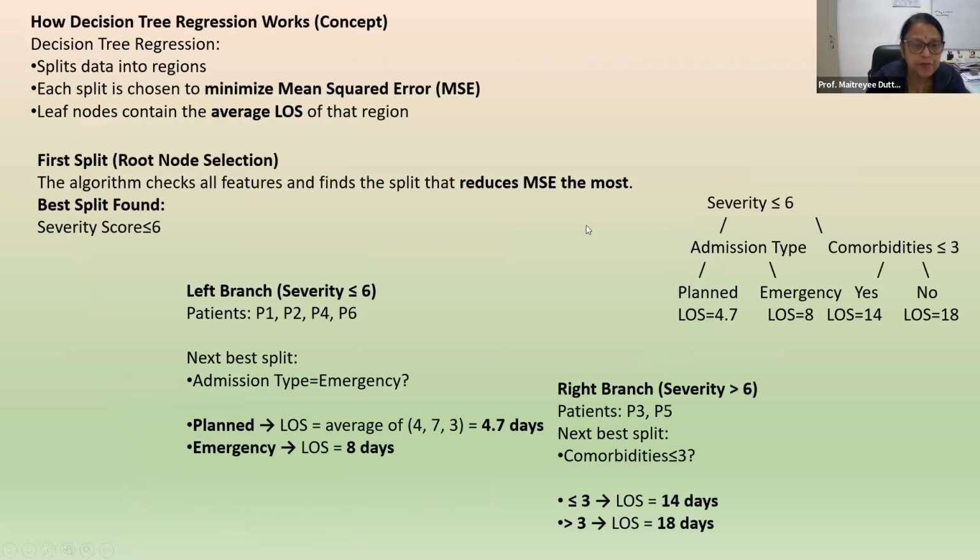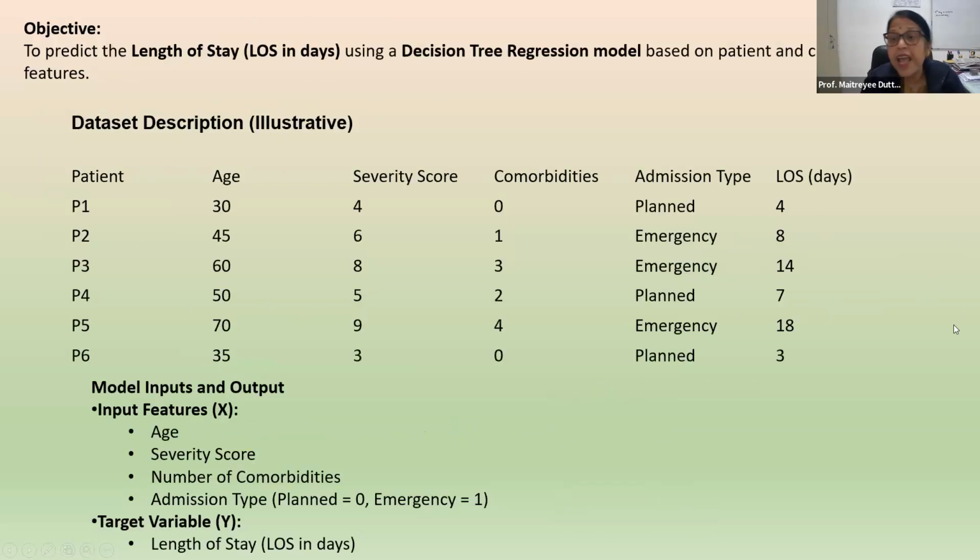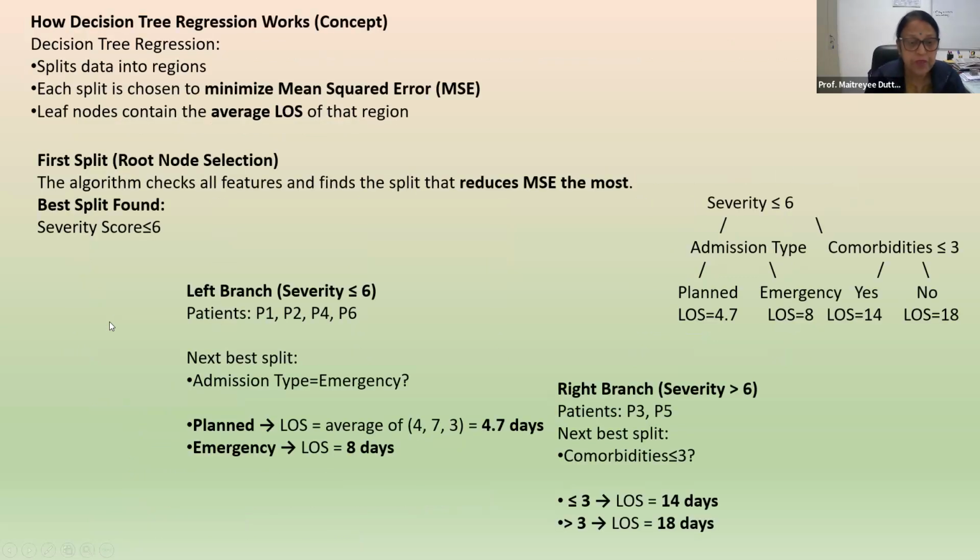So let us come here. For the three planned, the values are 4, 7 and 3. What are 4, 7 and 3? That is the corresponding LOS, for patient 1, patient 4 and patient 6, right? And for emergency, it is 8 days. That means only one data point, and it is final that LOS will be 8 days.